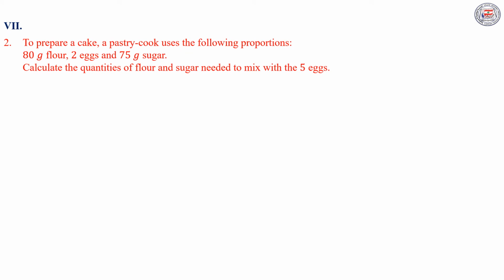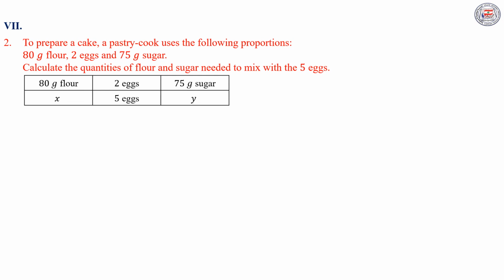In part 2, to prepare a cake, a pastry cook uses the following proportions: 80 grams of flour, 2 eggs, and 75 grams of sugar. Calculate the quantities of flour and sugar needed to mix with the 5 eggs. If we take this table, in the first row we have the proportions that a pastry cook uses: the 80 grams of flour, the 2 eggs, and the 75 grams of sugar. Now, if he needs to mix 5 eggs instead of 2 eggs, what are the quantities of flour and sugar?